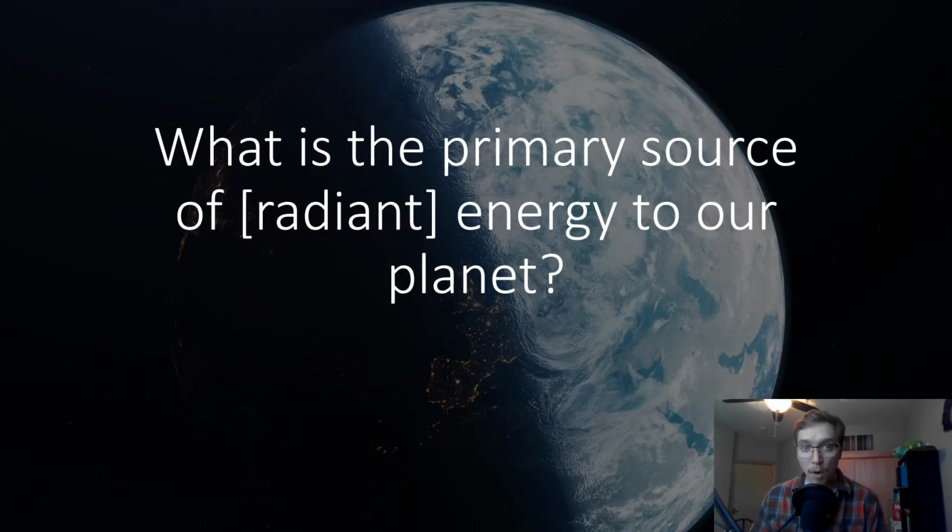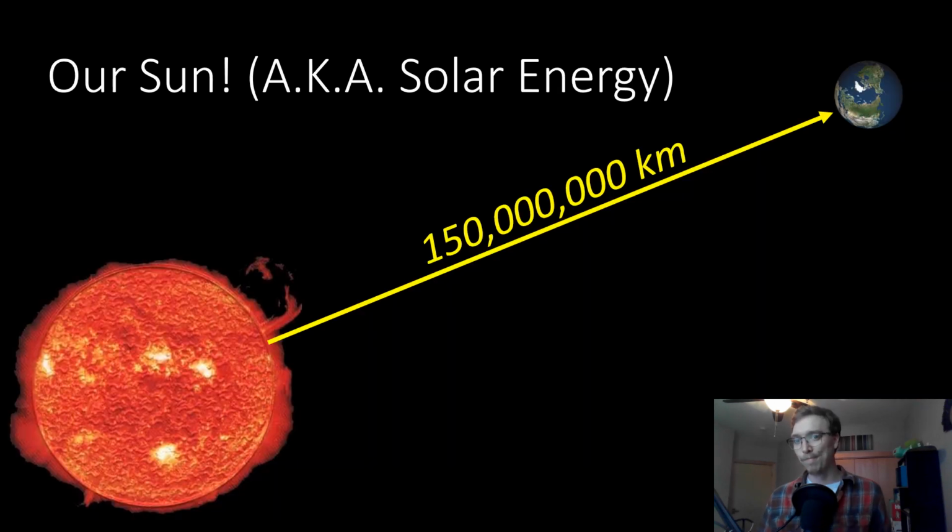What is the primary source of, say, radiant energy to our planet? Any guesses? The sun, aka solar energy. So obviously our sun is quite far away from us, 150 million kilometers, but it is emitting incredible amounts of energy through nuclear fusion and reaction within the core and across the body of the sun. So that's where we get all of our energy.